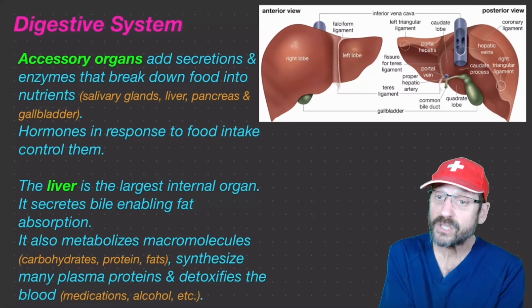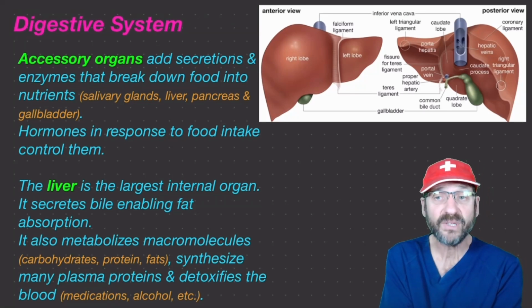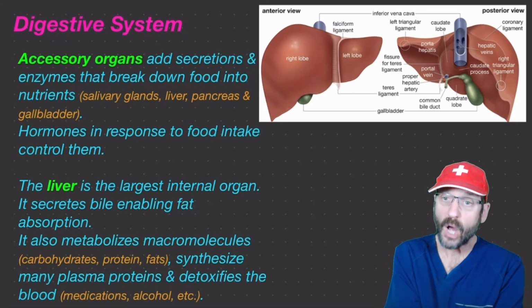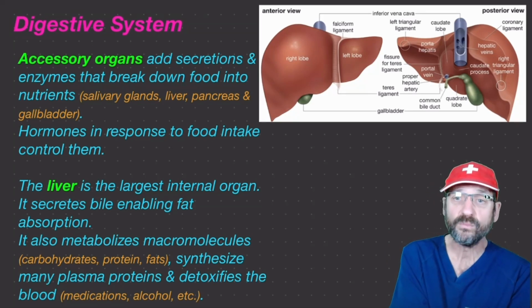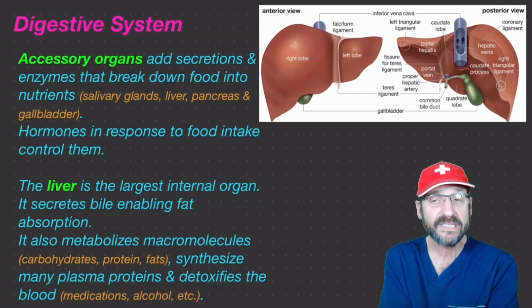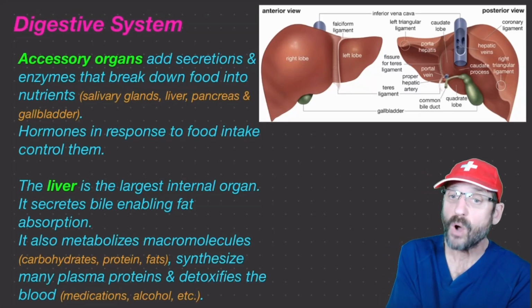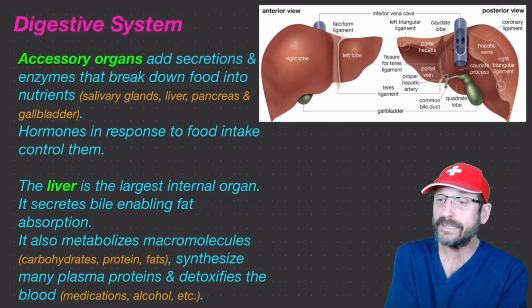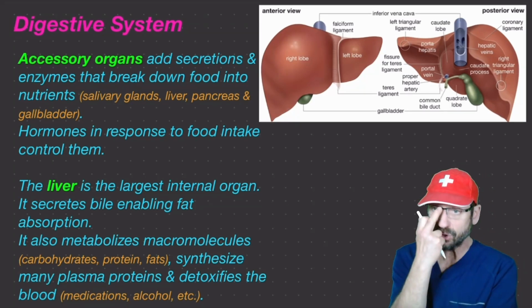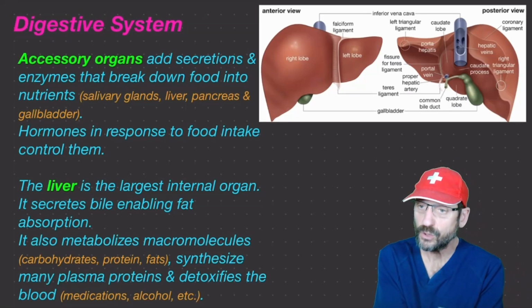The liver is the largest internal organ. It secretes bile, enabling fat absorption. It also metabolizes macromolecules, the carbohydrates, the proteins, and the fats, synthesizes many plasma proteins, and detoxifies the blood. Like it takes medications out, and it also, for example, processes alcohol or the fructose in sugar.